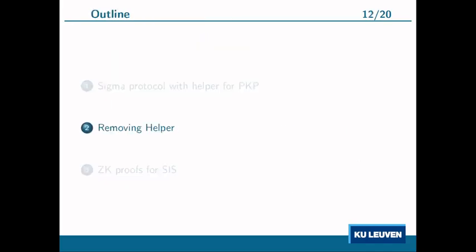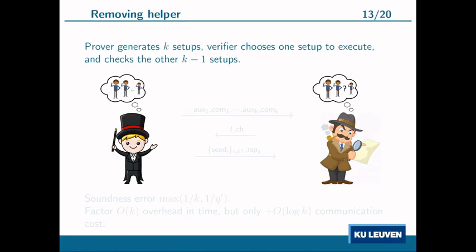Now I'm going to show how to transform a sigma protocol with helper into a normal sigma protocol that does not need the help of an additional party. The idea is very simple. Since there's no helper anymore, we're going to make the prover do the work of the helper. But we have to make sure that the prover doesn't cheat, so we're going to make him do the work of the helper k times to make k setups, and then we allow the verifier to pick one of these setups to do the protocol with, and we allow him to verify if the other k minus 1 setups were generated correctly.